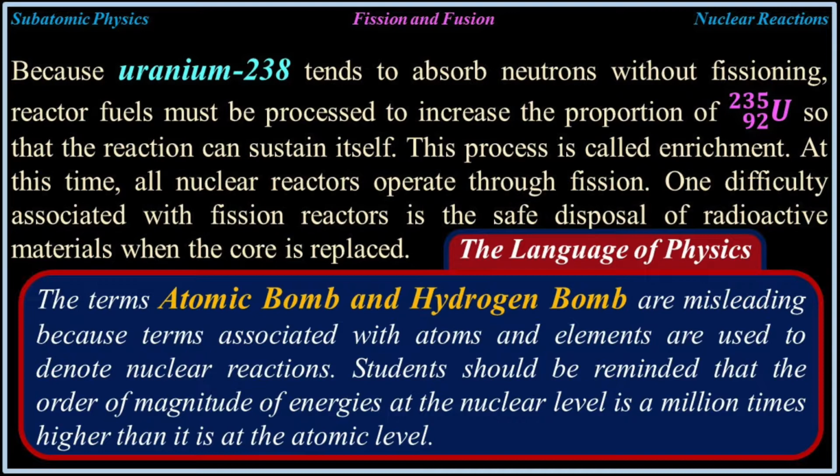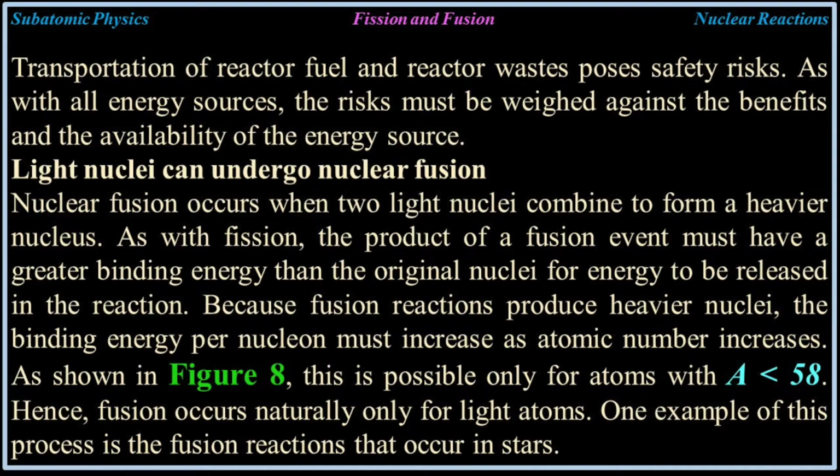The terms atomic bomb and hydrogen bomb are misleading because terms associated with atoms and elements are used to describe nuclear reactions. Students should be reminded that the order of magnitude of energies at the nuclear level is 1,000,000 times higher than it is at the atomic level. Transportation of reactor fuel and reactor waste poses safety risks. As with all energy sources, the risks must be weighed against the benefits and the availability of the energy source.